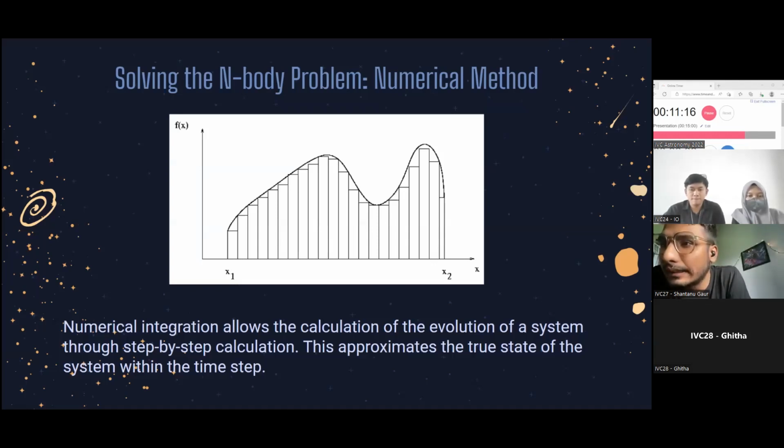So basically, these rectangles could be called the time step in our particular analysis. The kind of value that we're going to get very much depends on the time step that we're going to use. So to formulate a numerical method for the n-body problem, there are 3 steps that we are going to follow, which are shown in the next slide.